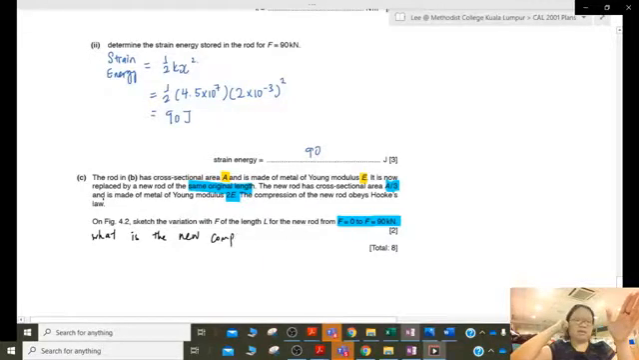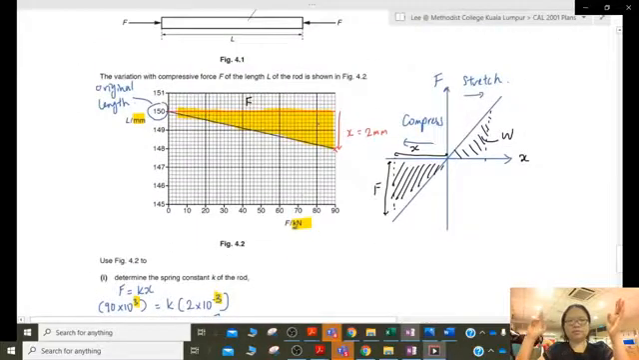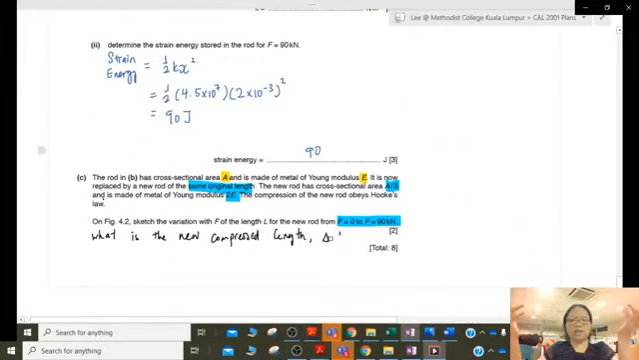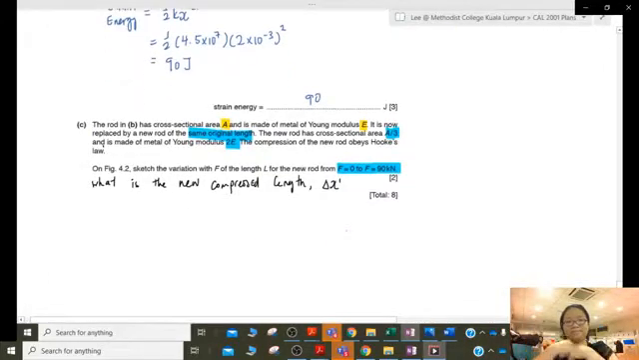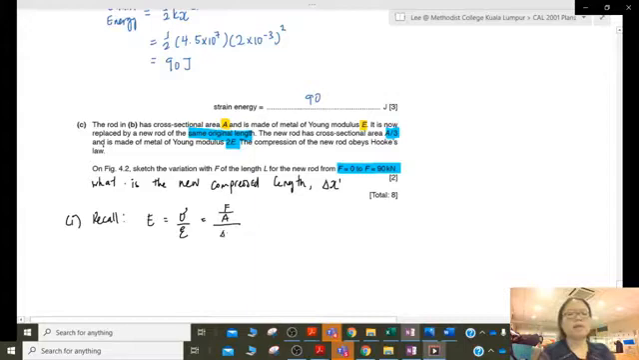So this is kind of like a very long-winded way to ask you where is the new compressed length for this new rod. 1/3 the area, 2 times the Young modulus. Okay, so let's say the change in length, I call it delta x prime. Okay, so number 1, you recall the Young modulus equation, which is stress over strain. Now, I use the symbol sigma over epsilon. Okay, so F over A, delta X over L. I'm just doing this again because it helps us remember.